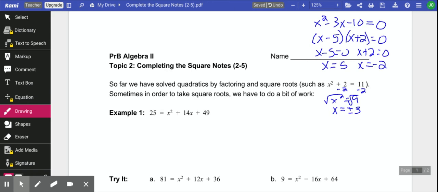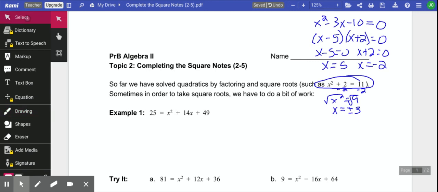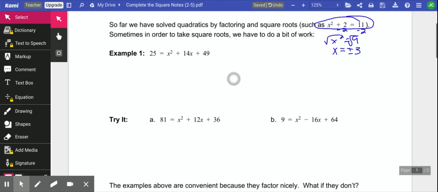Now, coming back to this one. This one only works in special circumstances. It doesn't work when you have both an x and an x squared most of the time. We actually can force problems into a situation where we can use this method, and it's called completing the square. So let me just show you a couple examples before we move on.